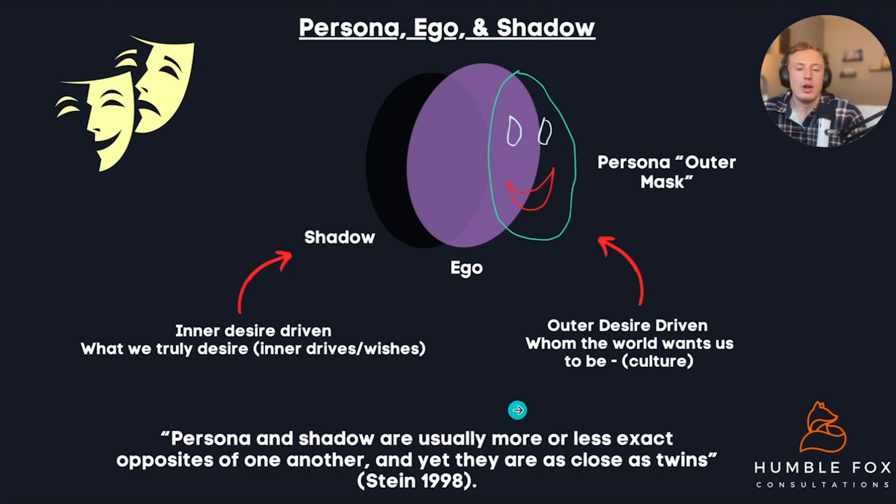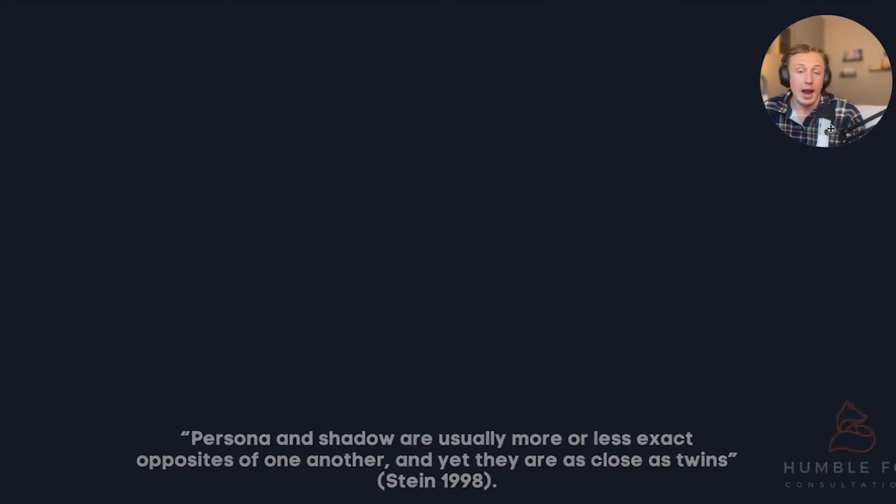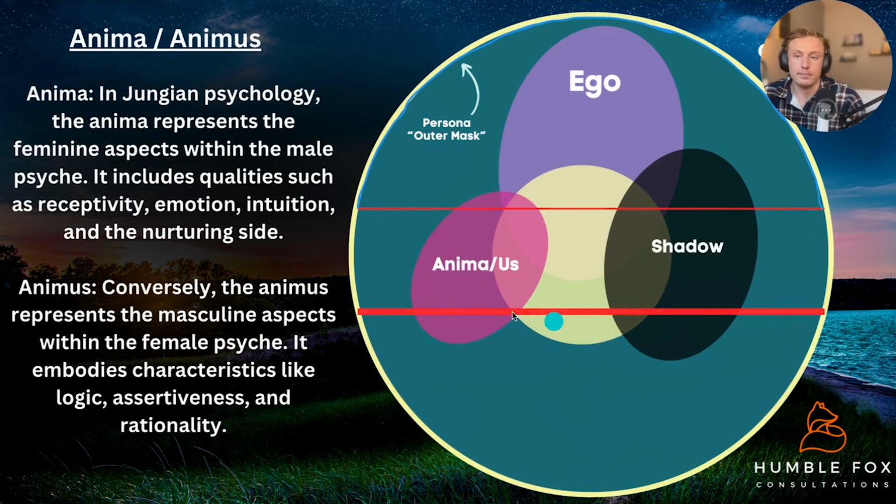So persona and shadow are usually more or less exact opposites of one another, and yet they are as close as twins because they are a mirror in essence. The shadow is who we really are, and the persona is who the world needs us to be. And that happens in early developmental childhood.